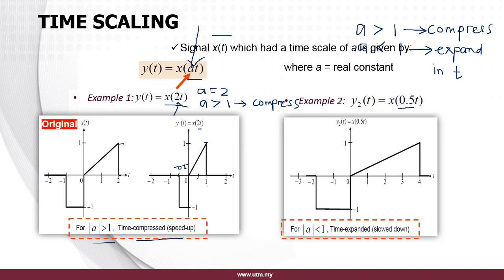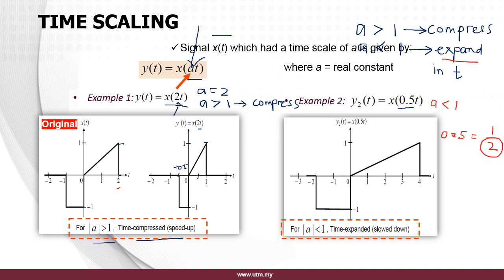Let's look at another example where A is less than 1. So we should expect that the signal will be expanded in t, but the amplitude remains the same. Referring to the same original signal, the maximum t is 2. By how much will the signal be expanded? By 0.5, which is equivalent to 1/2. So the signal will be expanded by 2 times in t.